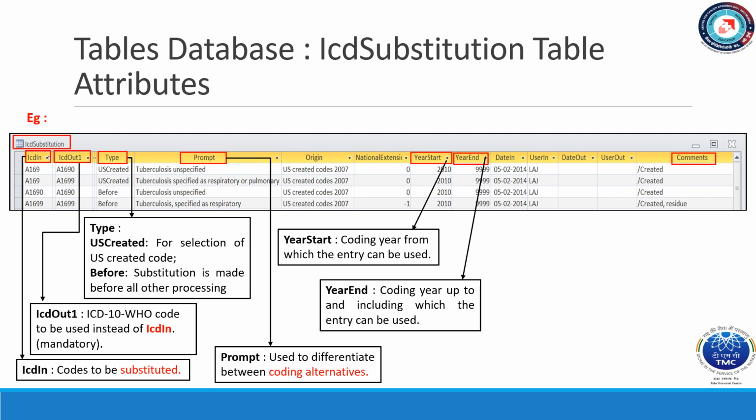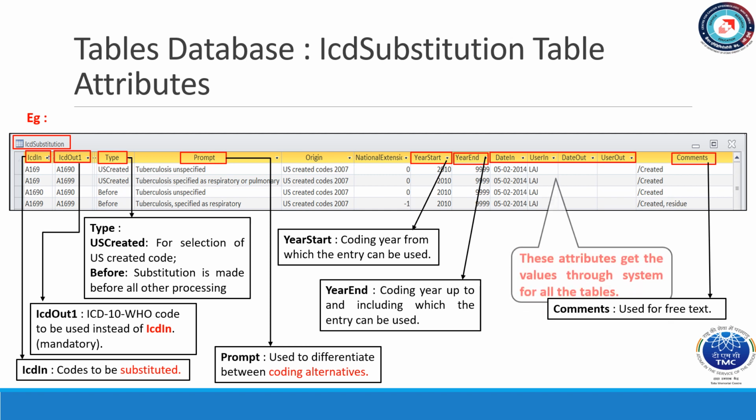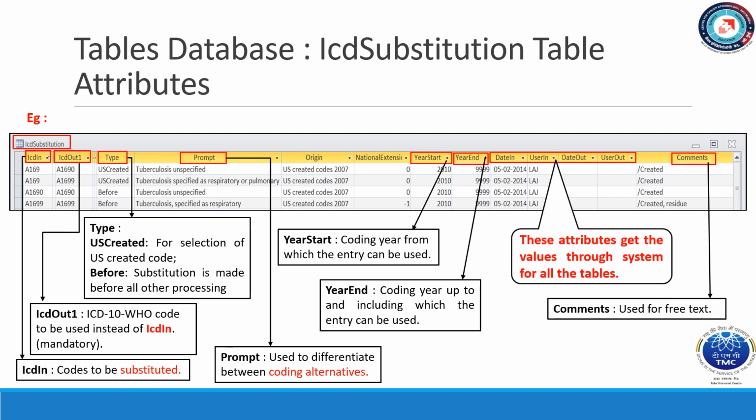The comments field is used for free text. And lastly, the date in, date out, and user in, user out are the common attributes which get their values from the system for all the tables.